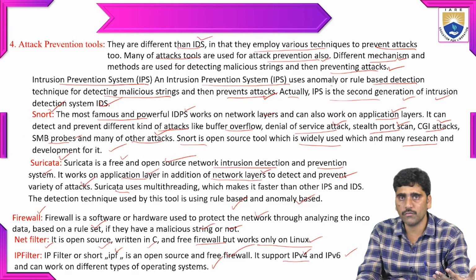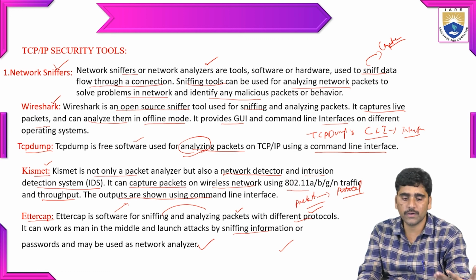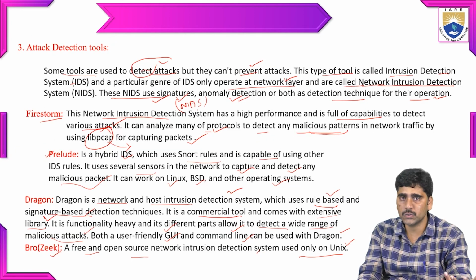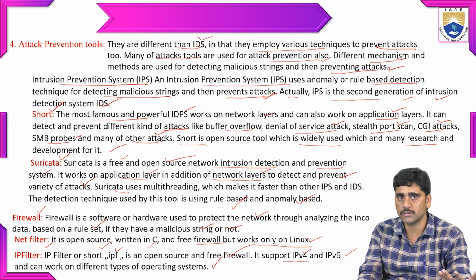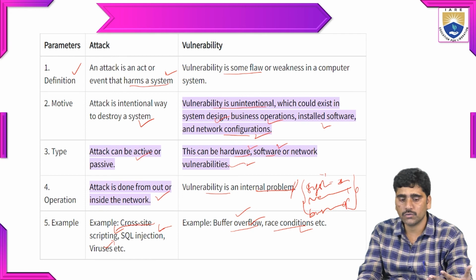So in that we will review all these tools. The first one is what? Network sniffers for analyzing the packets, and vulnerability scanners for finding the vulnerabilities on the network, and attack detection tools for detecting the attacks, and attack prevention tools for preventing the attacks, and penetration testing tools to find the vulnerabilities on the network. So what is the difference between attack and vulnerability?